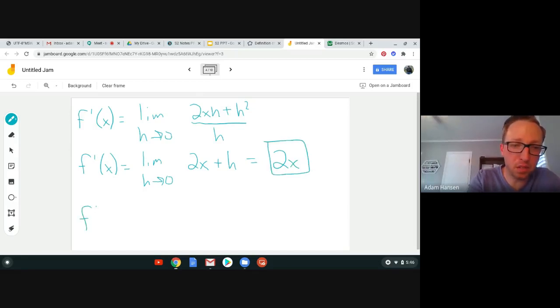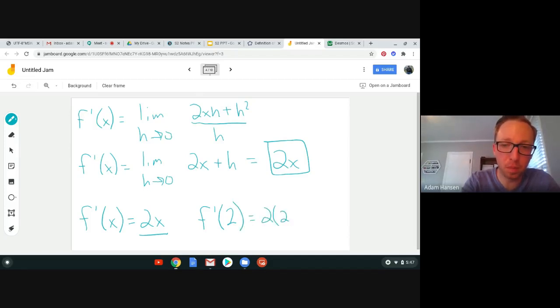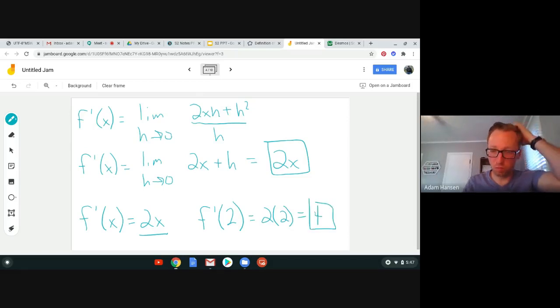F prime of x is equal to 2x. The derivative is another function that will allow us to find the slope of the graph at any point I want. We want it at x equals 2. So what is f prime of 2? Well, that would be 2 times 2, or 4. The slope of the graph at 2 is equal to 4.